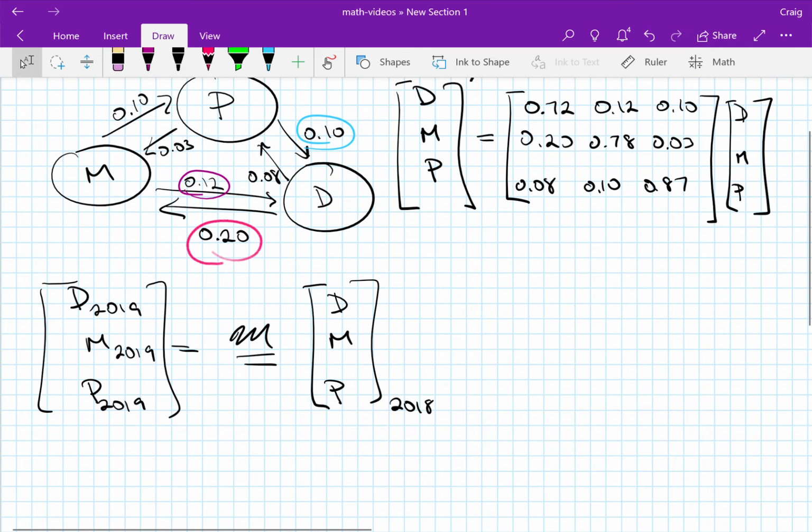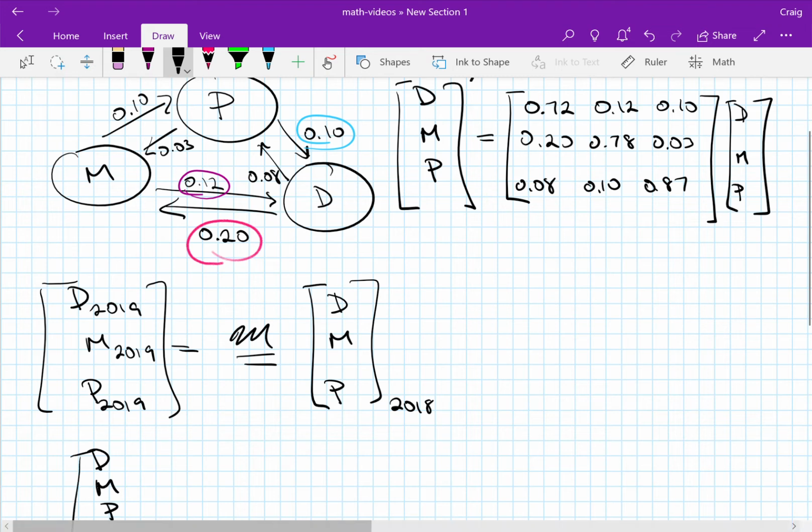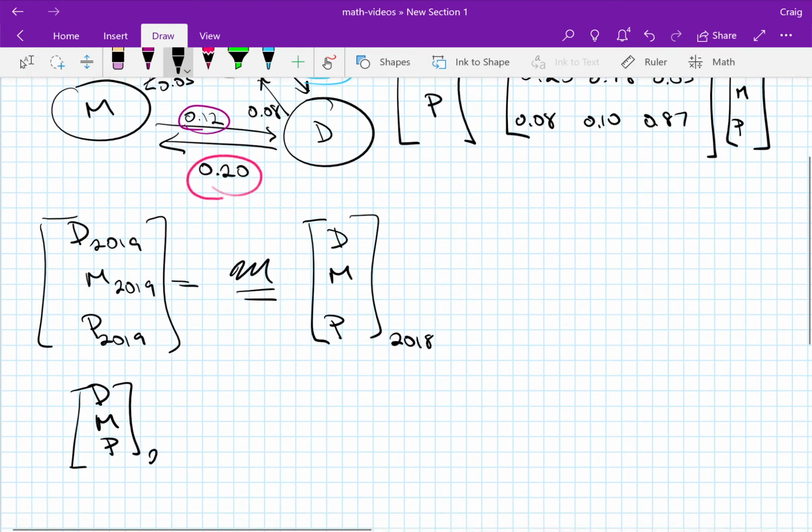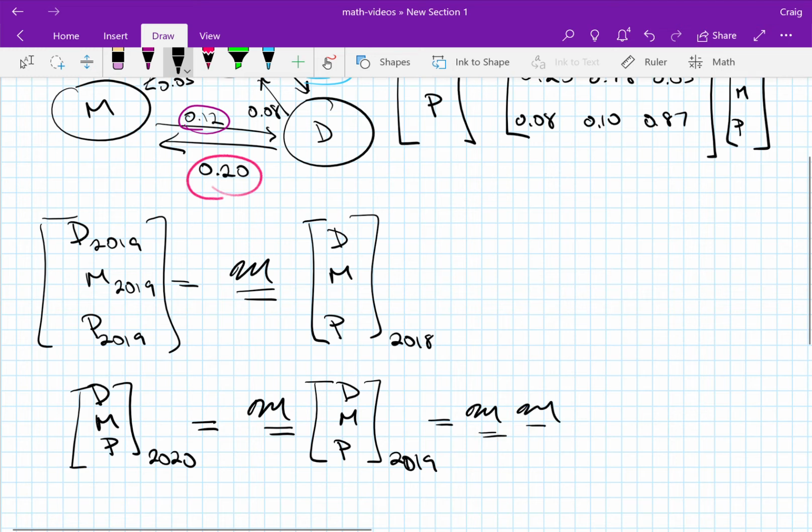If I wanted the D, M, P in the year 2020, I have to advance by one more year. But in 2019, it was just M times the 2018 population. And so you see what's going on is that every time we want to advance the total populations from one year to the next, we have to multiply the population vector by the Markov matrix.